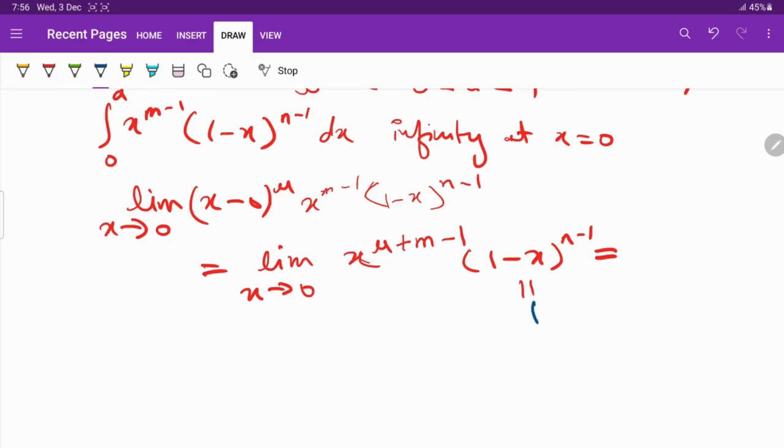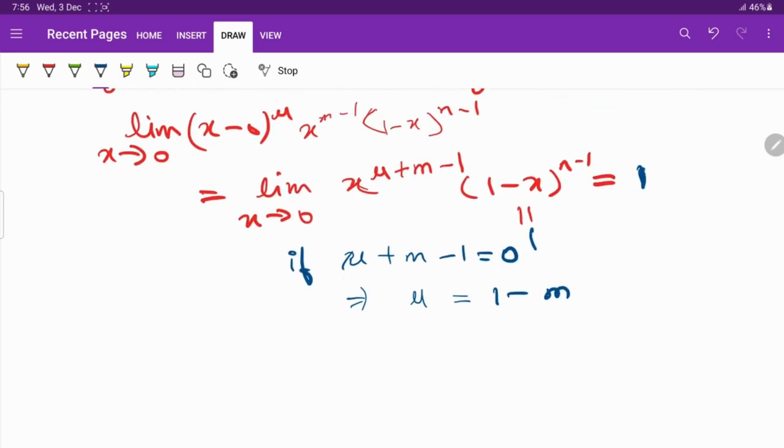Okay, so now whenever I put x equals 0, I want to make this whole limit 1. So what I have to do is put this 0 to the power 0. This is only possible if my mu plus m minus 1 is going to be 0. So for this my value of mu is going to be 1 minus m.